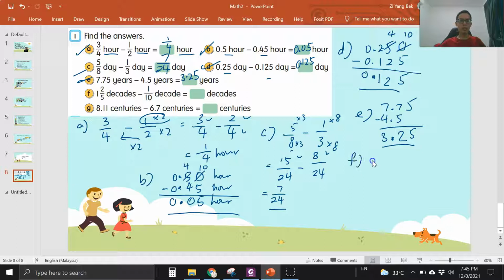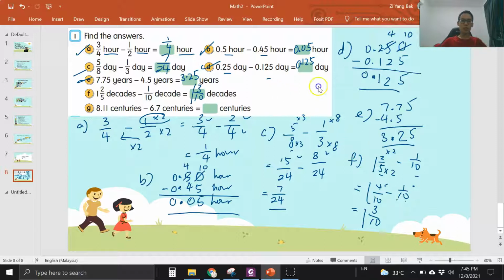Question F. 1, 2 over 5 minus 1 over 10. Change the denominator first. So 5 you can change to 10 by multiplying 2. Bottom times 2, top times 2. The round numbers just copy. 5 to 10, 2 to 4. The 1 minus nothing is 1. 4 minus 1 is 3. The bottom copy. So we get 1, 3 over 10 decades.